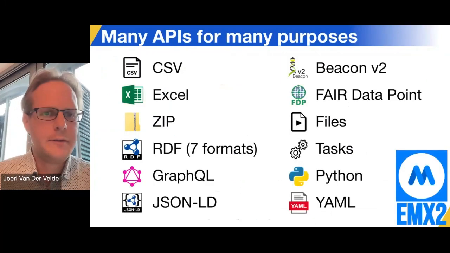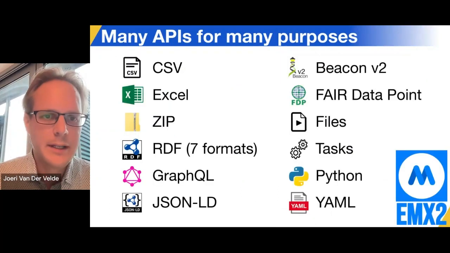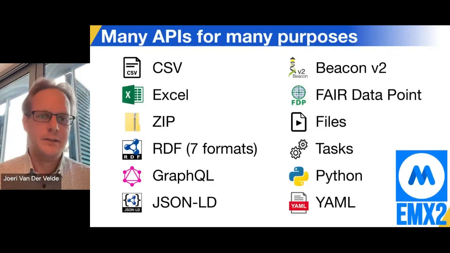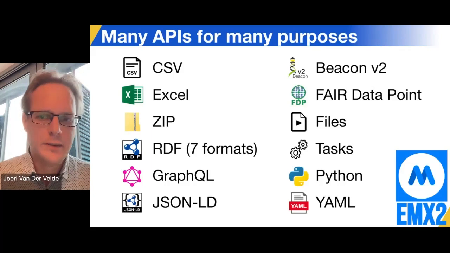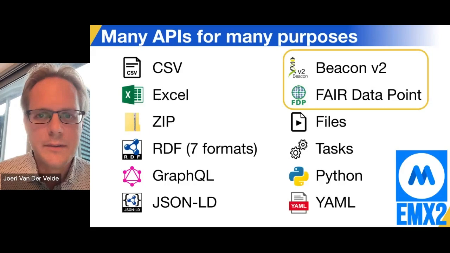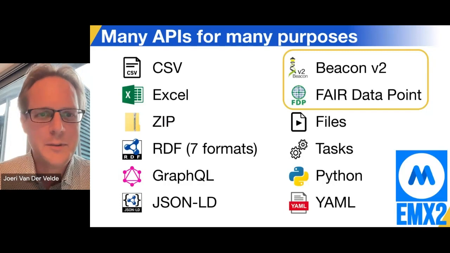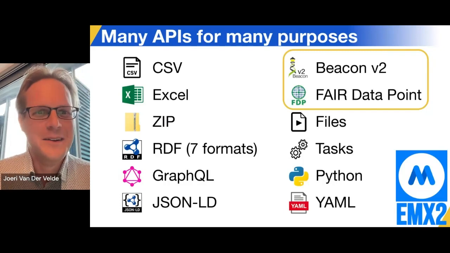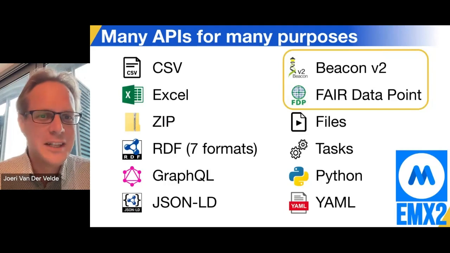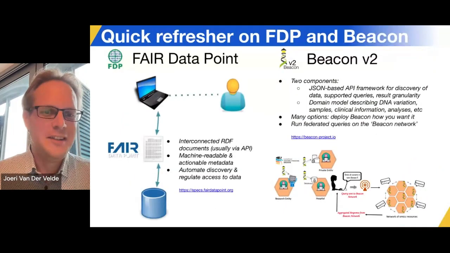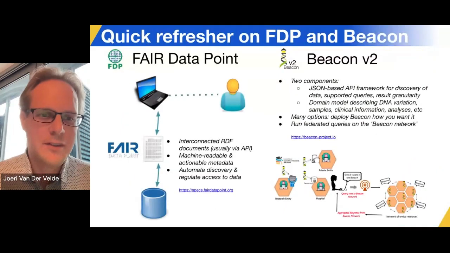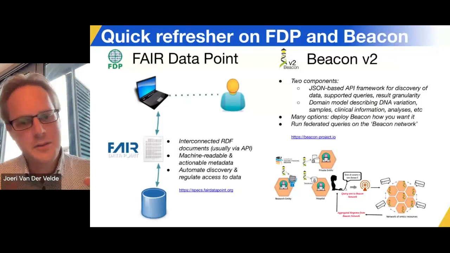And of course, we offer many APIs to get data in and out of the system. So stuff you would expect, like CSVs or Excels or JSON-LD, Python. But for now, I would like to focus on these two, something called Beacon v2 and something called FAIR Data Point. So I have no clue if the audience is familiar with these things, so maybe a very quick refresher. FAIR Data Point, I would define that as essentially an interconnected set of RDF documents and usually served by an API, but not necessarily.